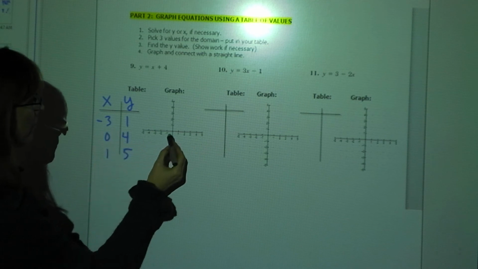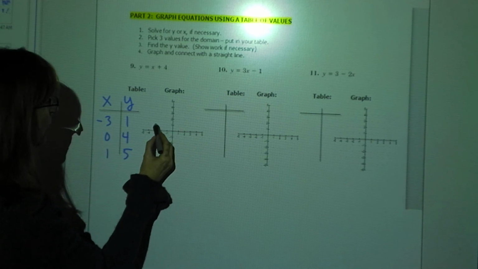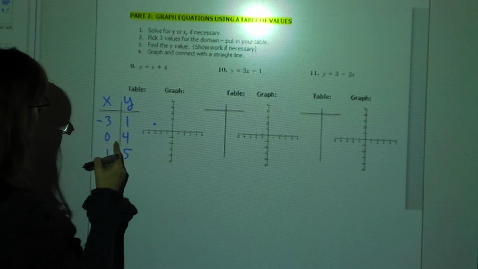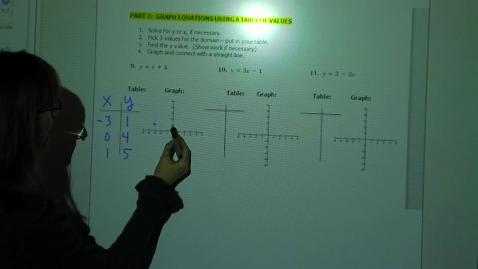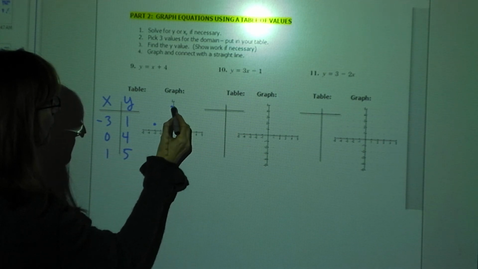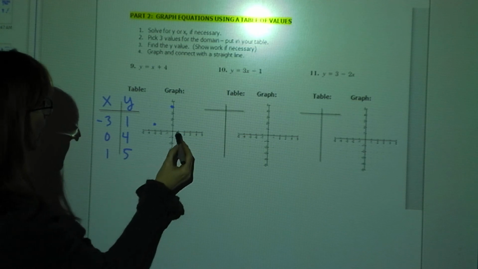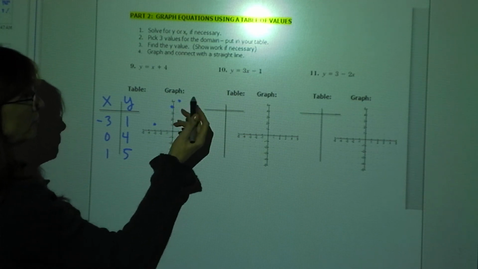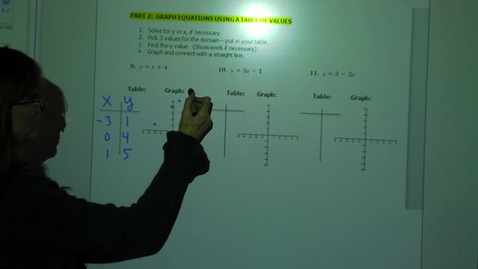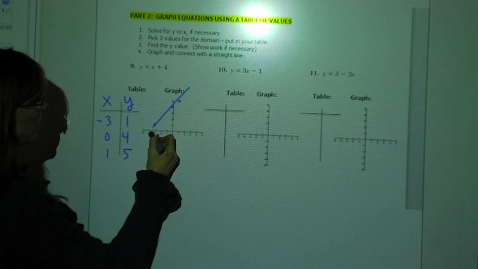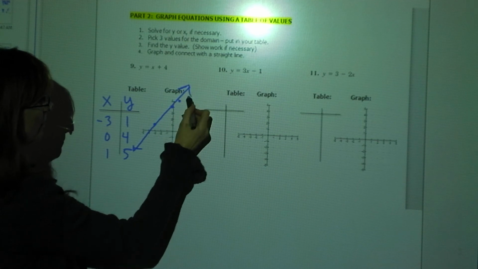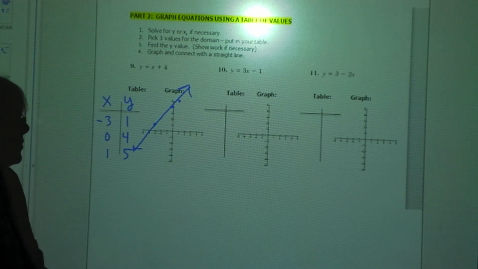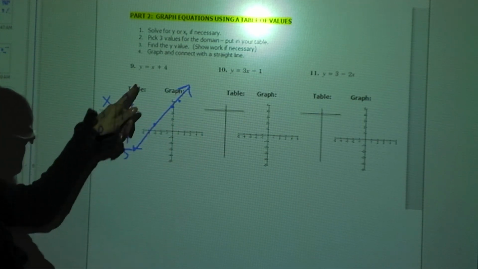So I have -3, 1, so there's -3, 1. I have 0, 4. 1, 2, 3, 4. And then I have 1, 5. So one more. And then I'm going to take a ruler. It helps if you have a ruler, but if not, just connect those points with a straight line. Do your best with that. Okay, and don't forget to put your arrows on either end. So there is the graph of that line.